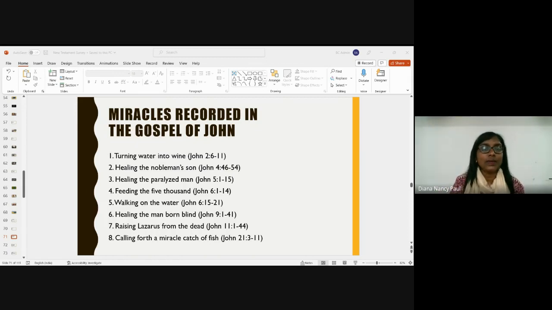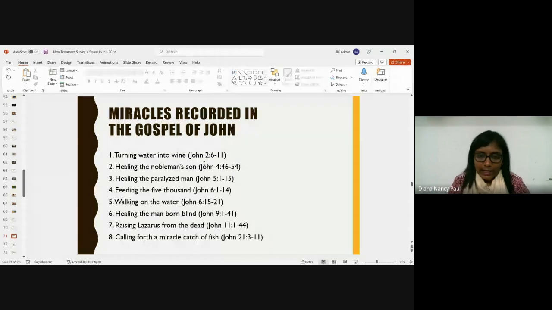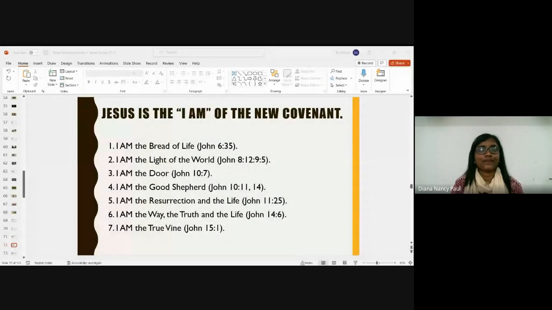The third point we see here is that John focuses on the I ams of Jesus. There are about seven I ams listed in the Gospel of John, where Jesus says "I am." I've just listed them for us to know. Here it is. Jesus is the I am of the new covenant. The very first one says, "I am the bread of life."